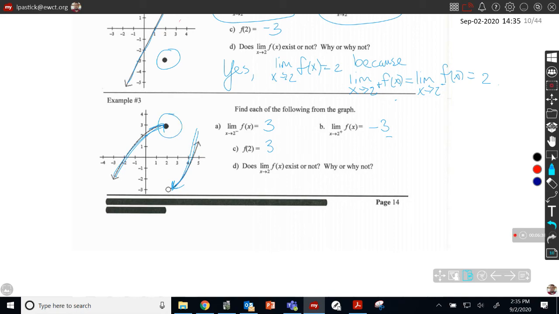And again, the question is, does the limit exist or not? Why or why not? So pretty clearly, we have the limit from the left not equaling the limit from the right. So the answer is no, and that's our evidence. Limit as x approaches 2 from the left of f of x is not equal to the limit as x approaches 2 from the right of f of x.